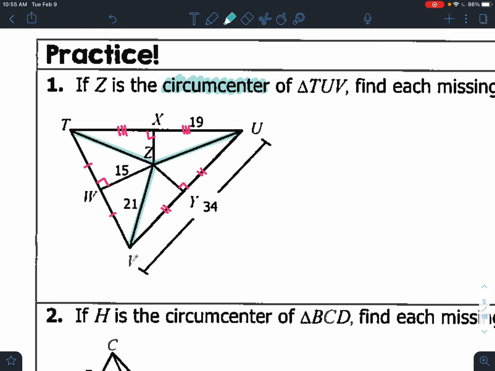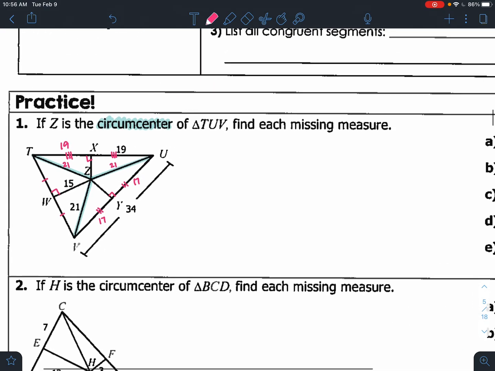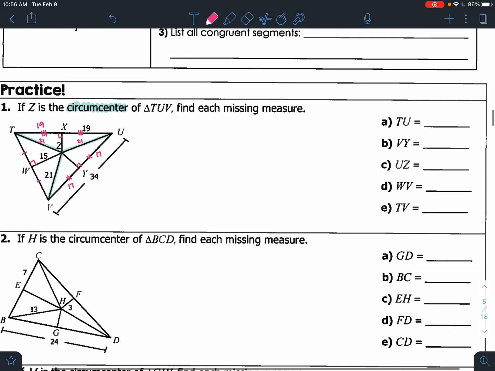This allows me to move around some numbers. So I can move my 19 here. I know that the 34 is split in half to be 17 and 17. And also this green segment of 21 can move into two other places. Now, the other thing that's going on here is that we have a whole bunch of right triangles. So depending on what pieces we're trying to find, we can use the Pythagorean theorem to do that. So let's see what it wants us to find. TU will be 19 times 2, so 38.